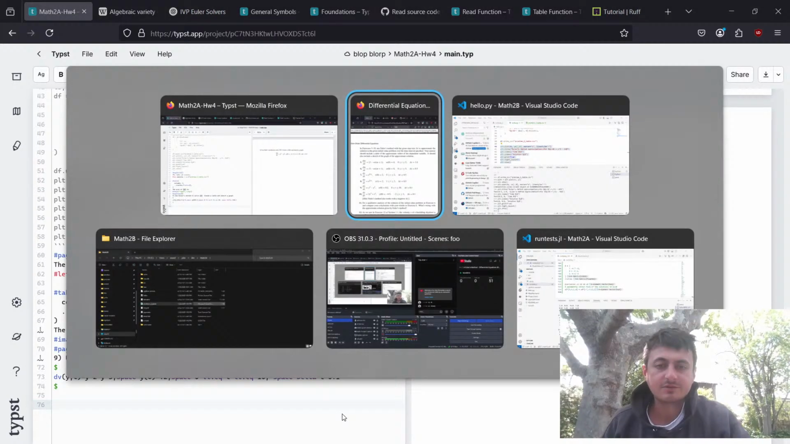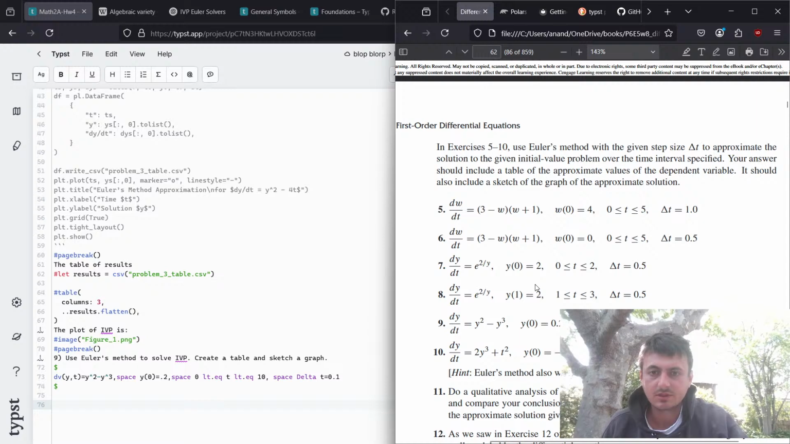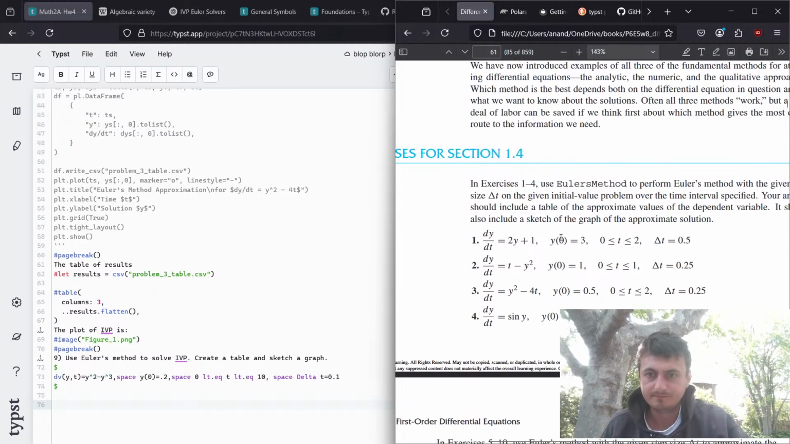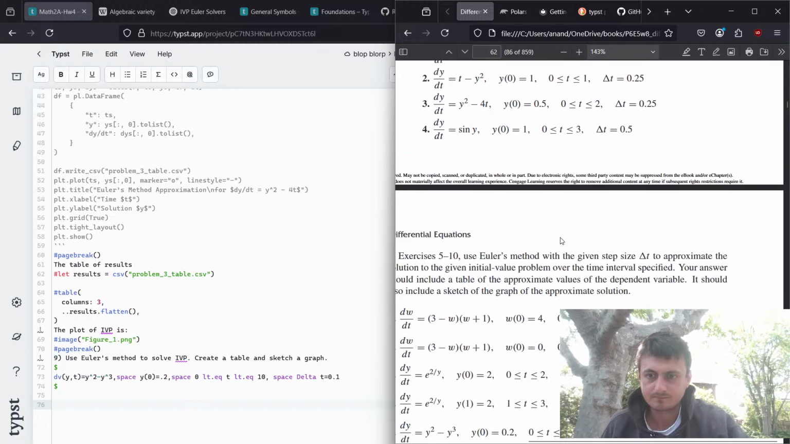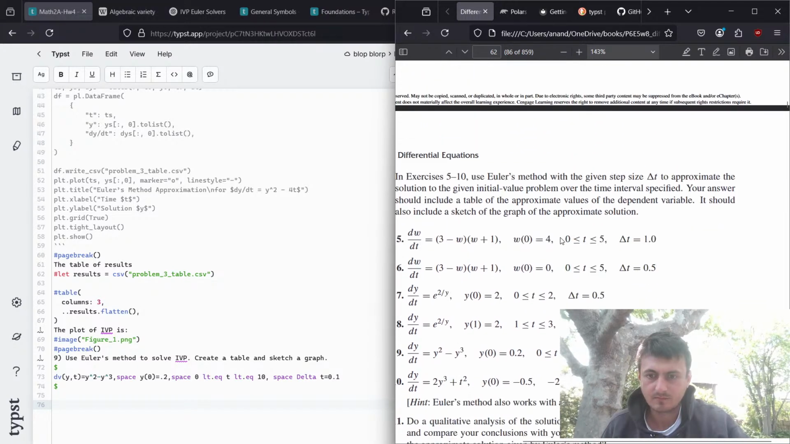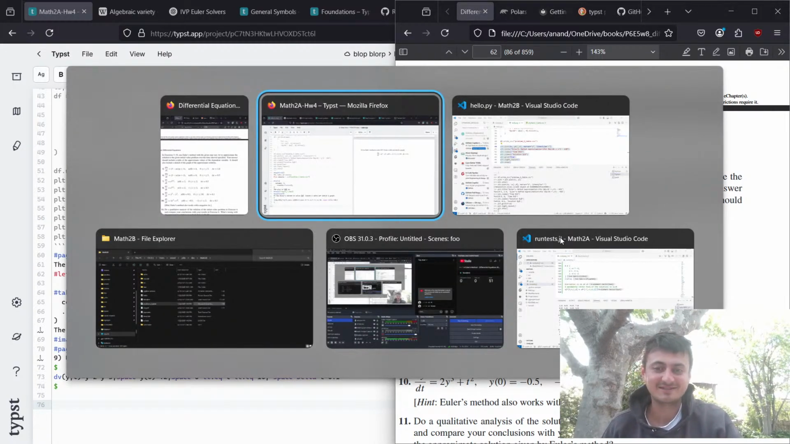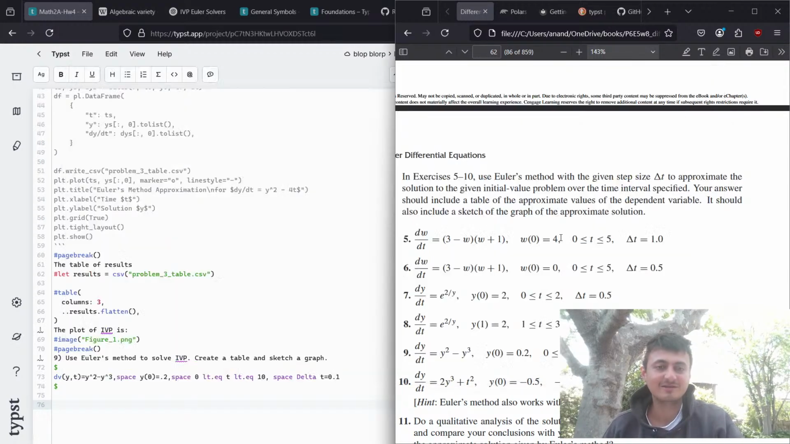Wait, I'm actually so confused though. Are we allowed to use a computer? I mean, there's just no way that they make us make 100 steps by hand. That would be crazy. That'd be totally insane.